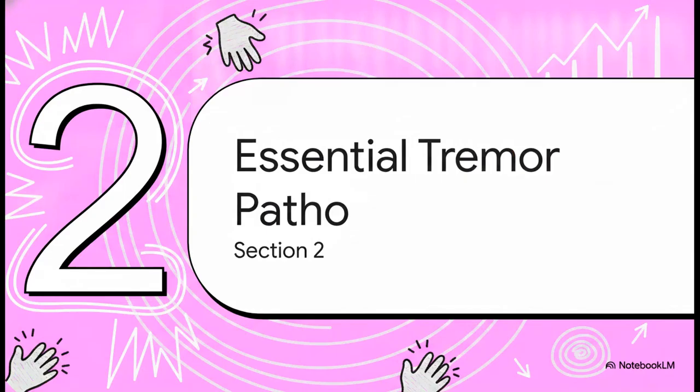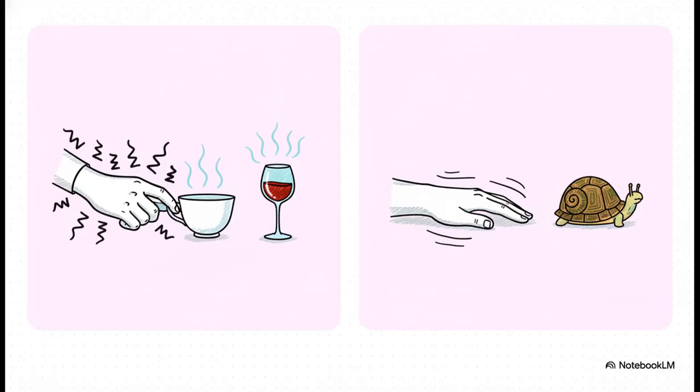Moving right along to section 2, essential tremor pathophysiology. It's absolutely crucial to clearly contrast essential tremor, or ET, against Parkinson's disease. ET is typically a high frequency, like 6 to 10 hertz, postural or action tremor. So you'll see the tremor pop up when the patient is trying to hold a posture or reach for a target, like trying to pick up a coffee cup. Interestingly, it's also famously relieved by a little bit of alcohol.